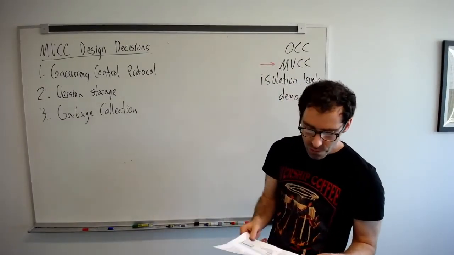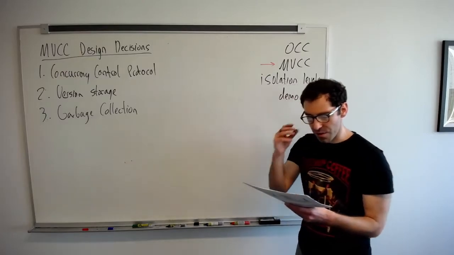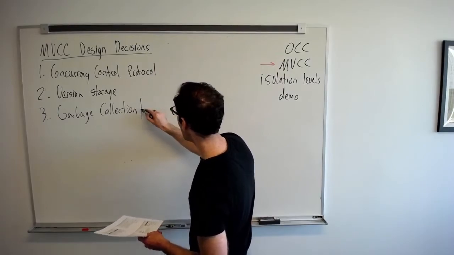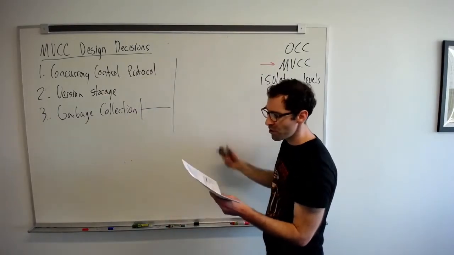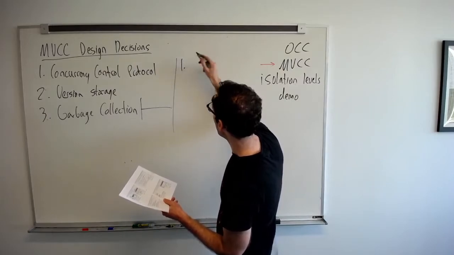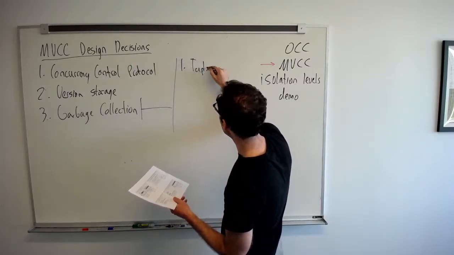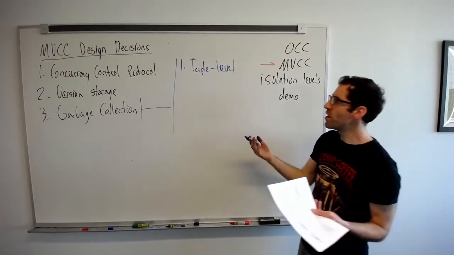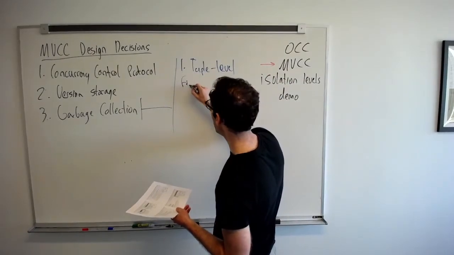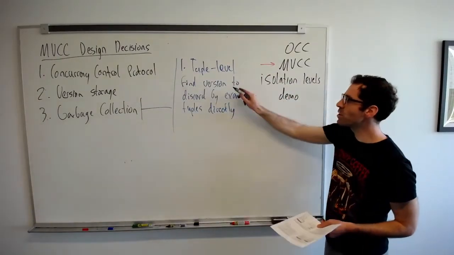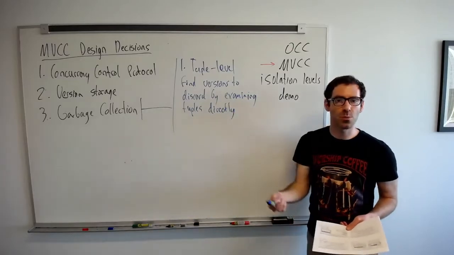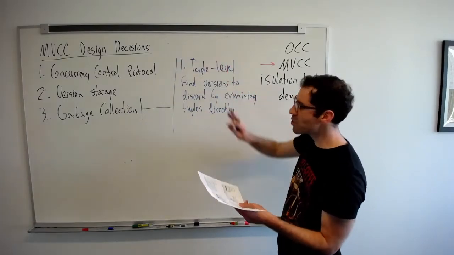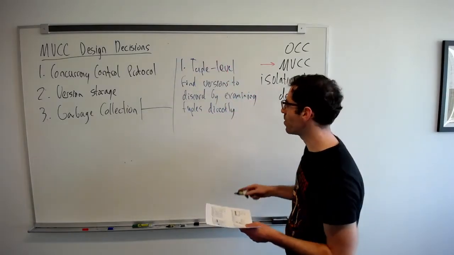So our garbage collection again has different approaches that we might take. Approach number one would be tuple level garbage collection. We want to find versions to discard by examining the tuples directly. And within this tuple level, there are two approaches that we might take.